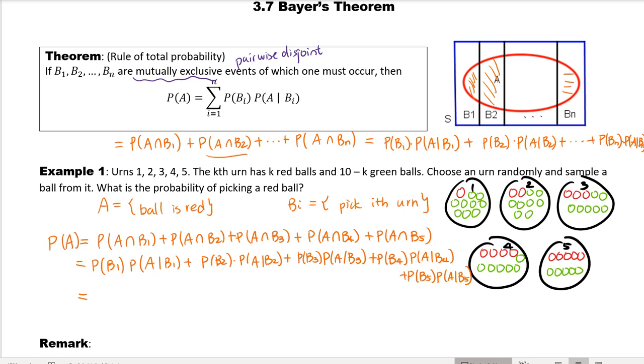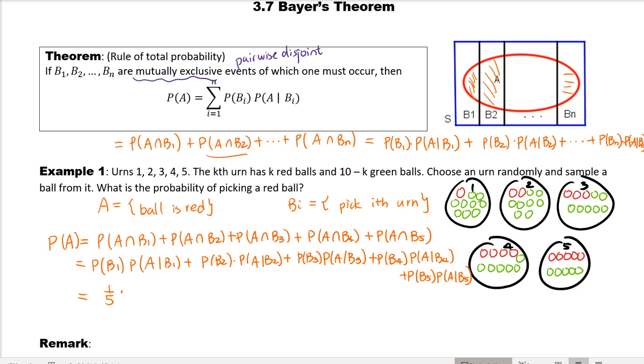Now let's figure out each of the probabilities. P of B1: because we have 5 urns and they are equally likely to be picked, P of B1 is 1/5.